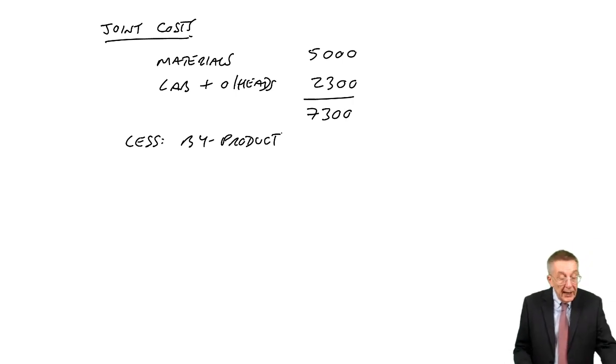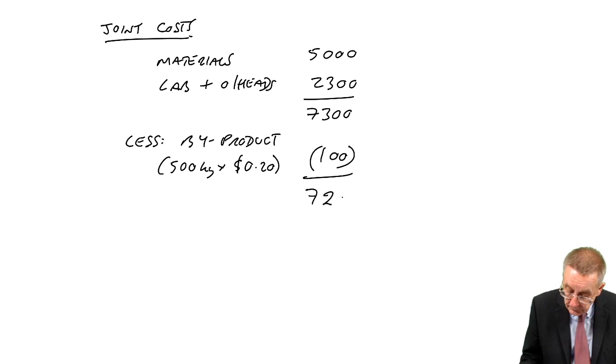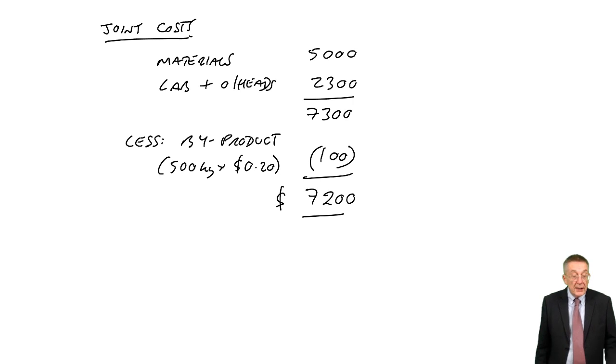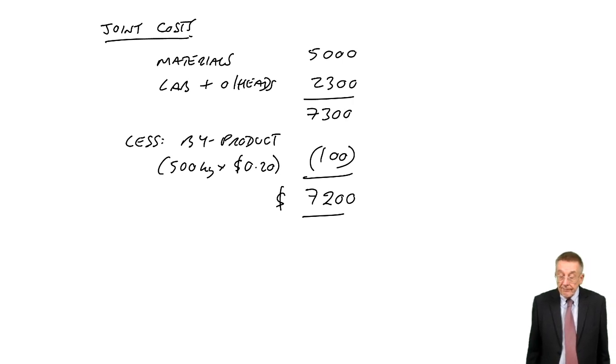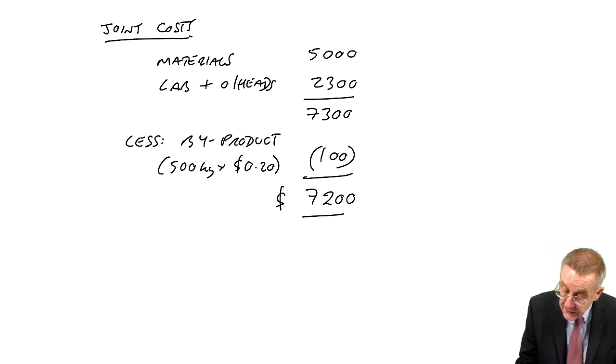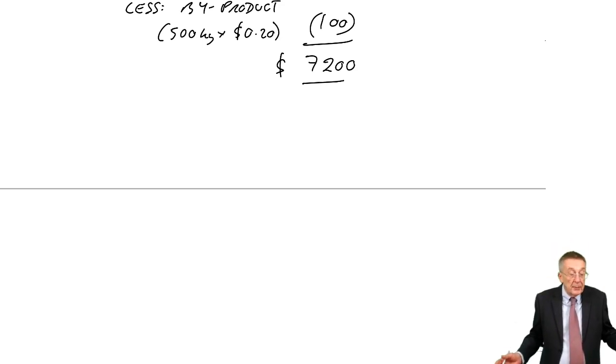And how much are we going to get? Well, there are 500 kilos. We're selling it at 20 cents a kilo, so 100. So we say the total cost of our main products of A and B in total is 7,200. How are we going to split that between our main products? Well, on physical units, we just say how many units in total are we producing?